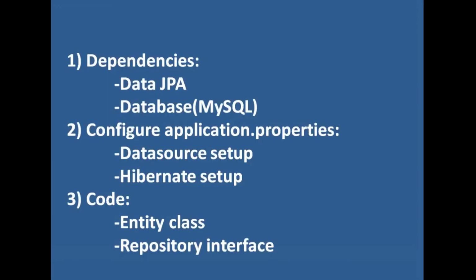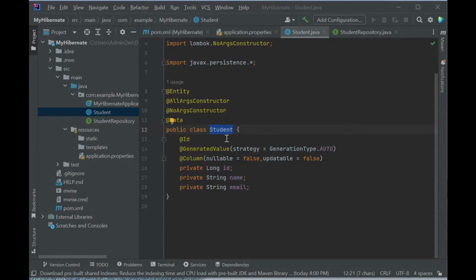Third key point is code. We need to create an entity class and a repository interface. Like this, the student is an entity class with the annotation add entity. So it maps to a database table, same as by default the table name is student.